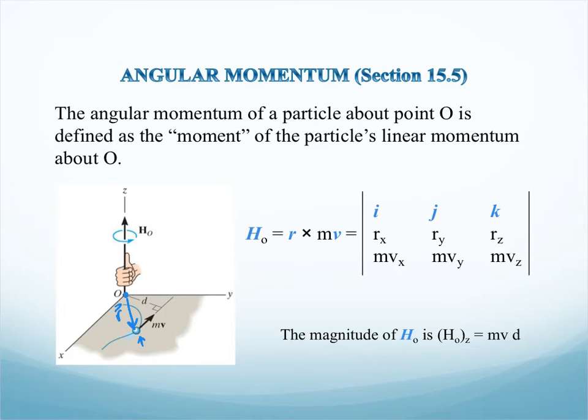We can do that through the matrix method. We can also say that the magnitude of this is going to be r m v sine of phi, where phi is the angle between the two vectors, so it could be right here, phi. We can also call r sine phi equal to d, which is sort of like our moment arm, and so we could also express the angular momentum as m v times d.